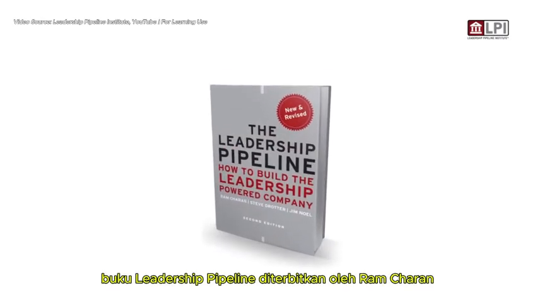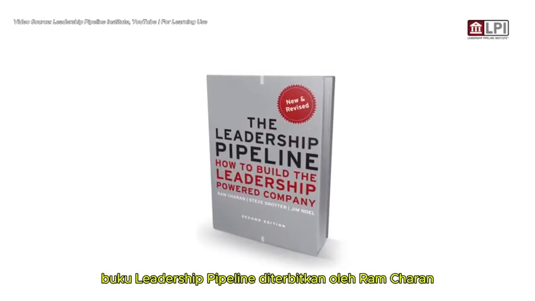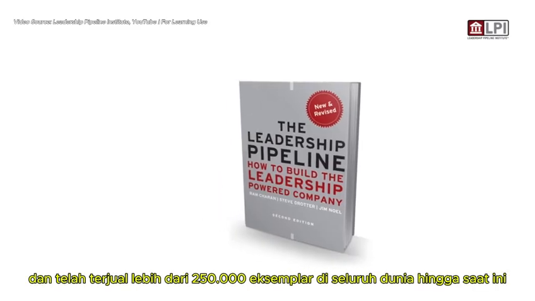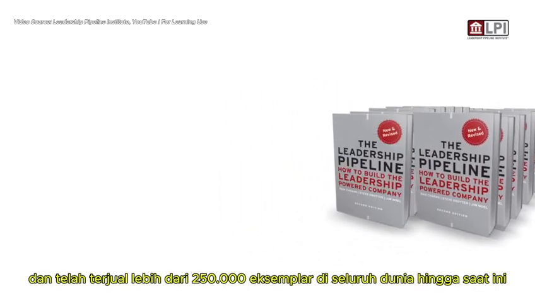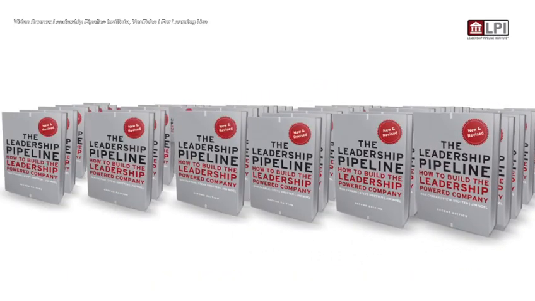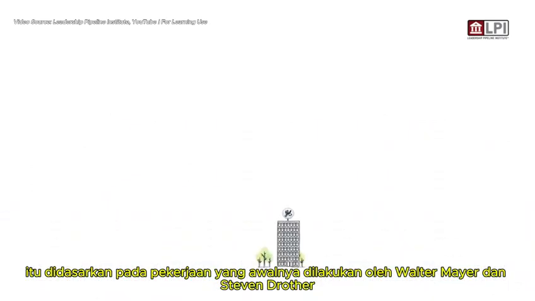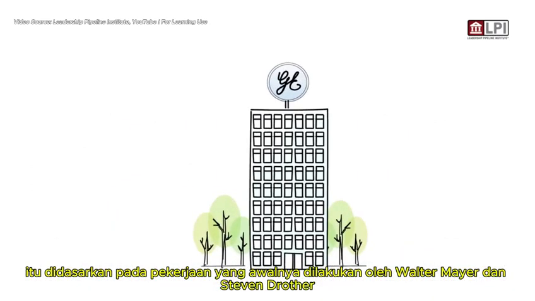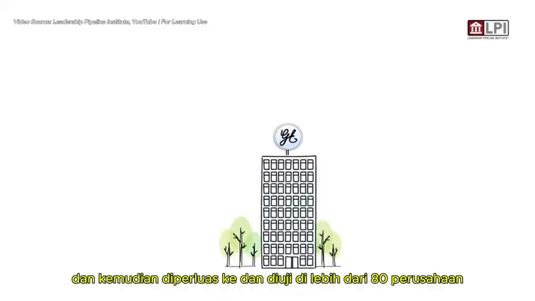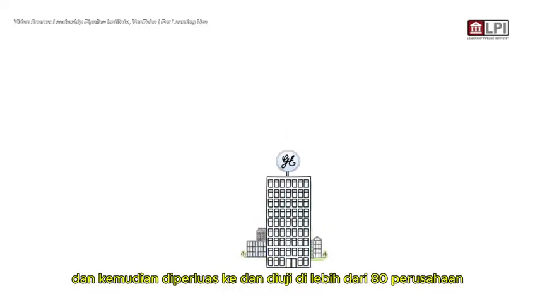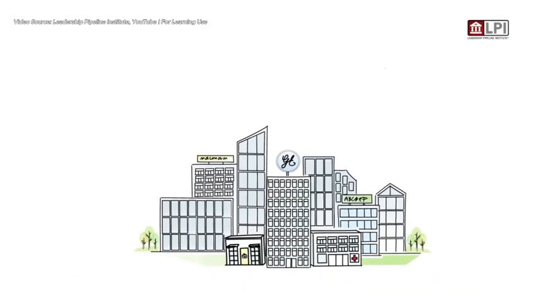The Leadership Pipeline book was published by Ram Charan, Stephen J. Drotter, and Jim Noel, and has sold more than 250,000 copies around the world to date. It is based on work originally done by Walter Mahler and Stephen Drotter at General Electric and later expanded and tested in more than 80 companies.